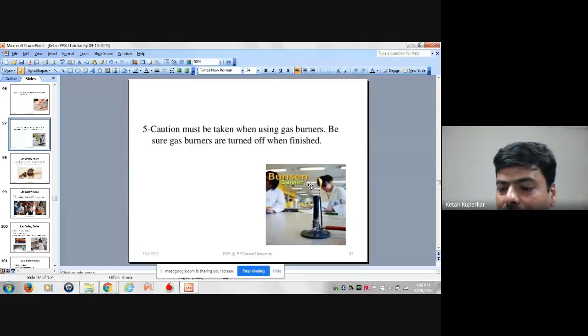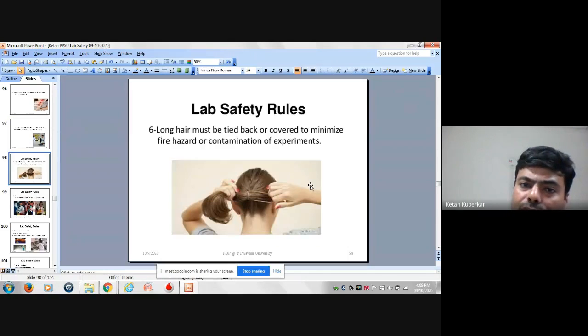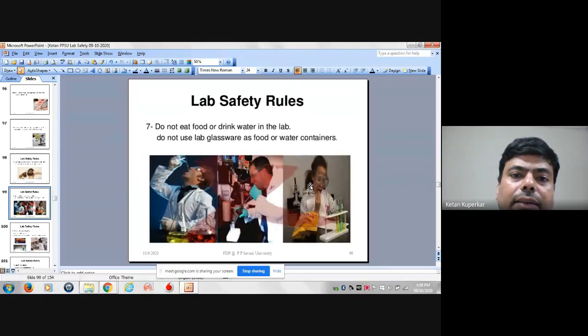Here, the Bunsen burner, when it is not being used, when the experiment is over, should be put off to avoid any sort of accidents. If your hair is a bit long, it needs to be tied back to minimize the fire hazard. Do not eat or drink anything in the laboratory, because you may never know what sort of chemicals are there and how they react with your food items, which enters your digestive system and may have adverse effects on it.